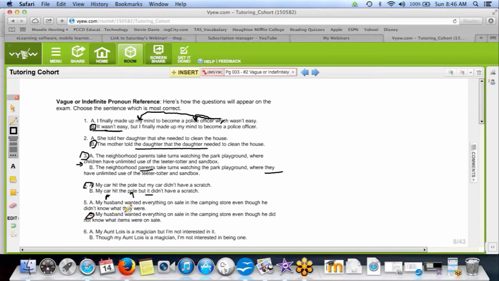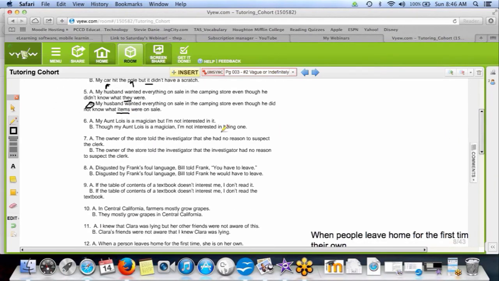The vague pronoun in A is "they." It makes it sound like your husband didn't know what a camping store was. In B, it tells you exactly what was on sale, which is items. Okay? Number 6, A or B. And 6B is the correct answer.